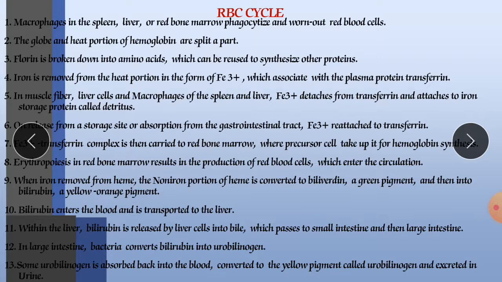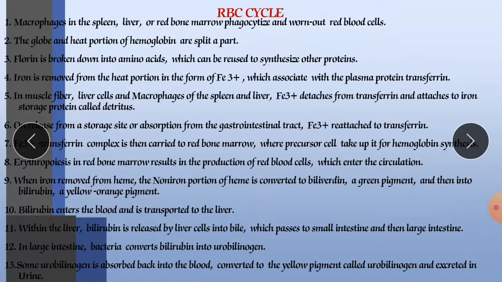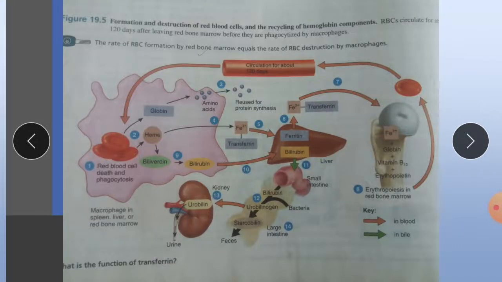Now, 10th point: the bilirubin enters the blood and is transported to the liver. So this bilirubin enters the blood, and again it will be transported into our liver. Within the liver, bilirubin is released by the liver cells into the bile, which passes to the small intestine and then the large intestine. Here you can see, from here the journey of bilirubin will start again, and it will go into the small intestine, and again into the large intestine.